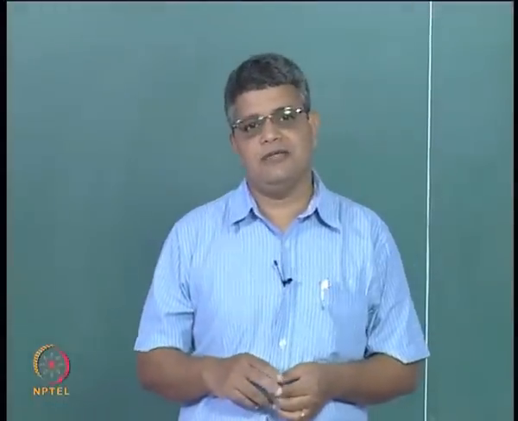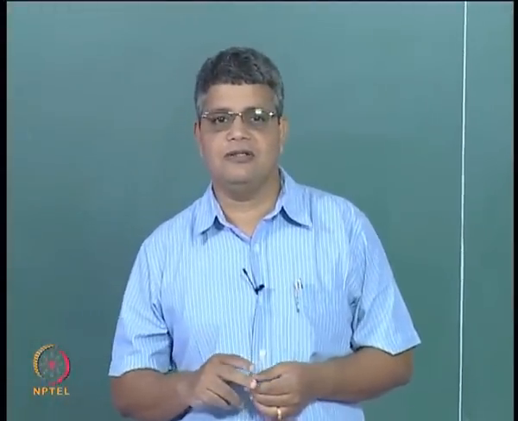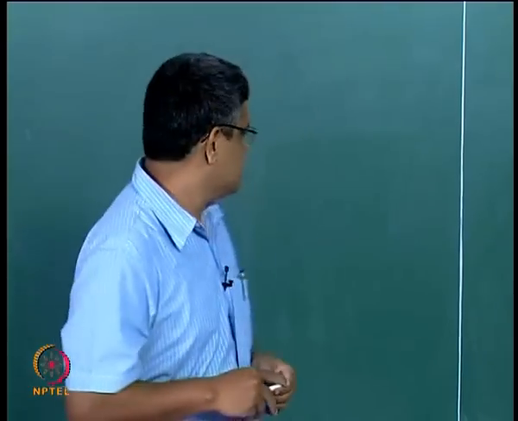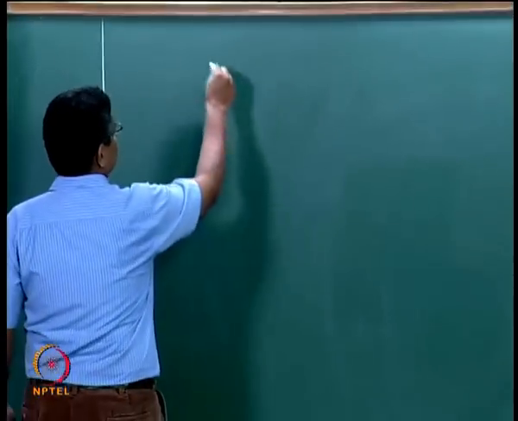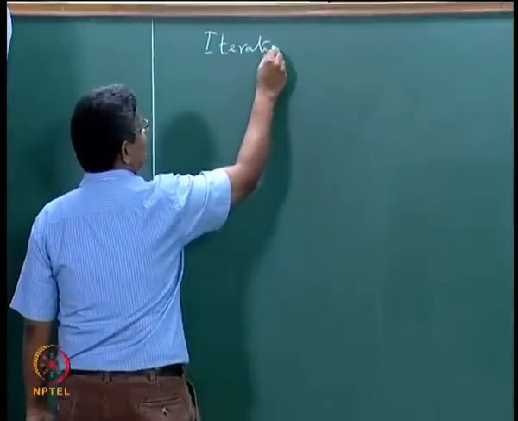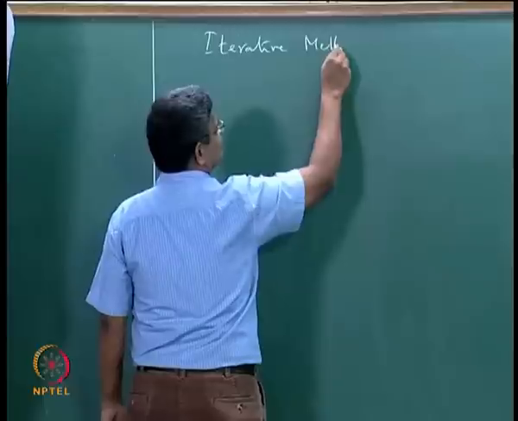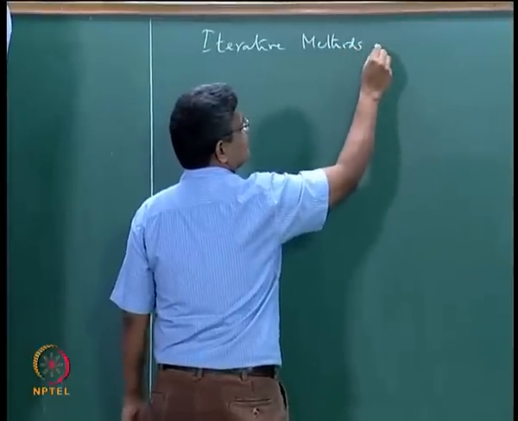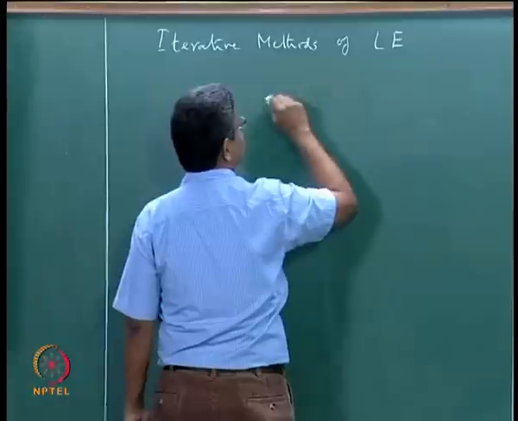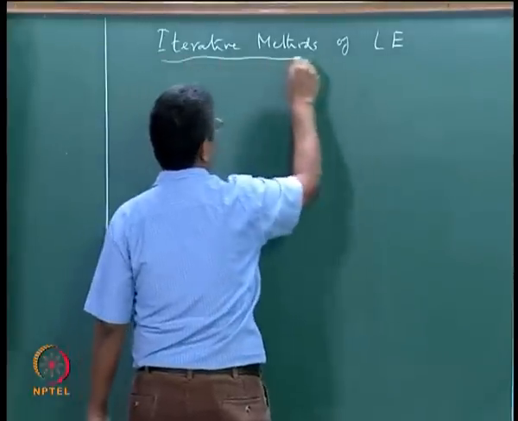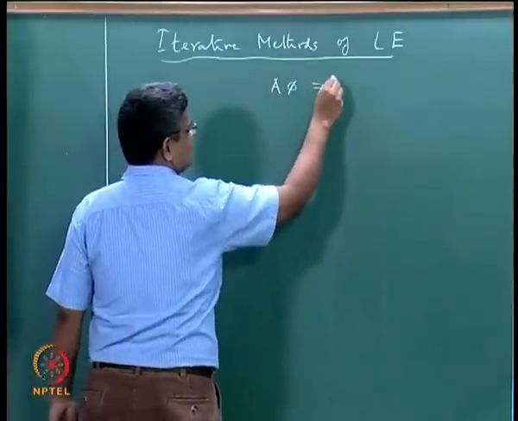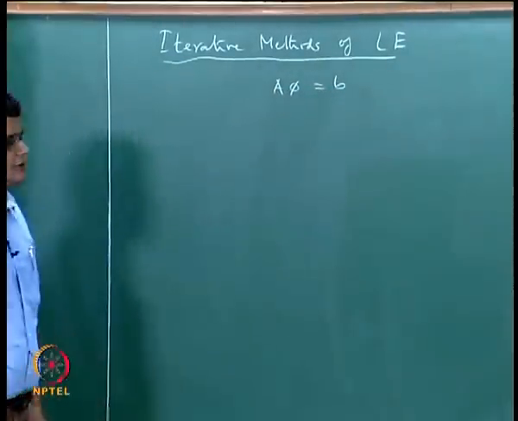Iterative methods have a very different approach to the solution of A phi equal to b. You do not actually solve A phi equal to b. Let us just put a heading: iterative methods for the solution of linear algebraic equations. Our basic equation is A phi equal to b.